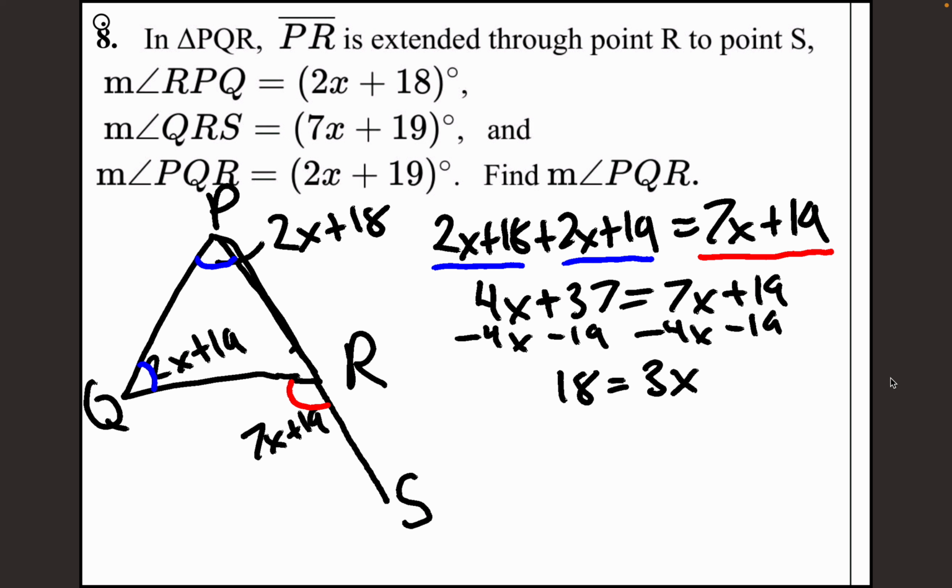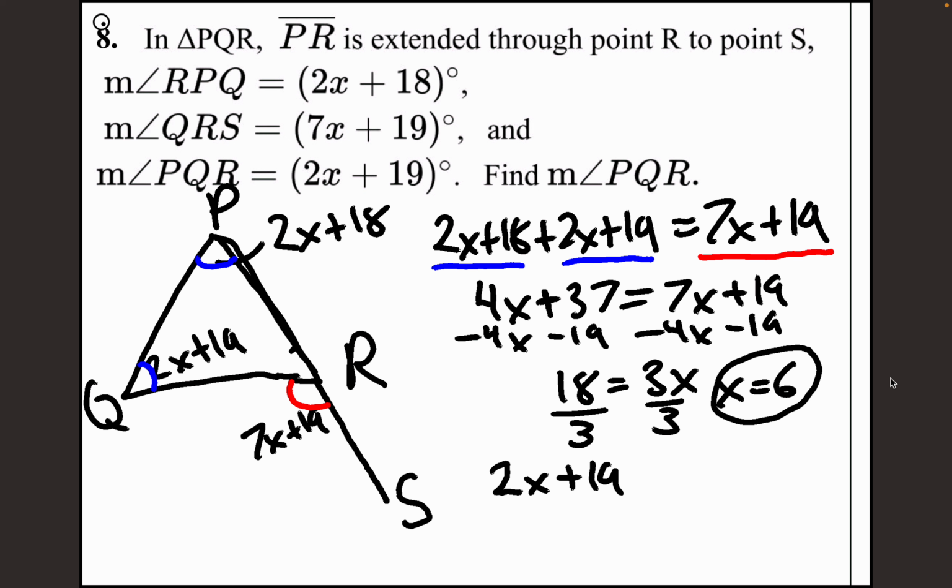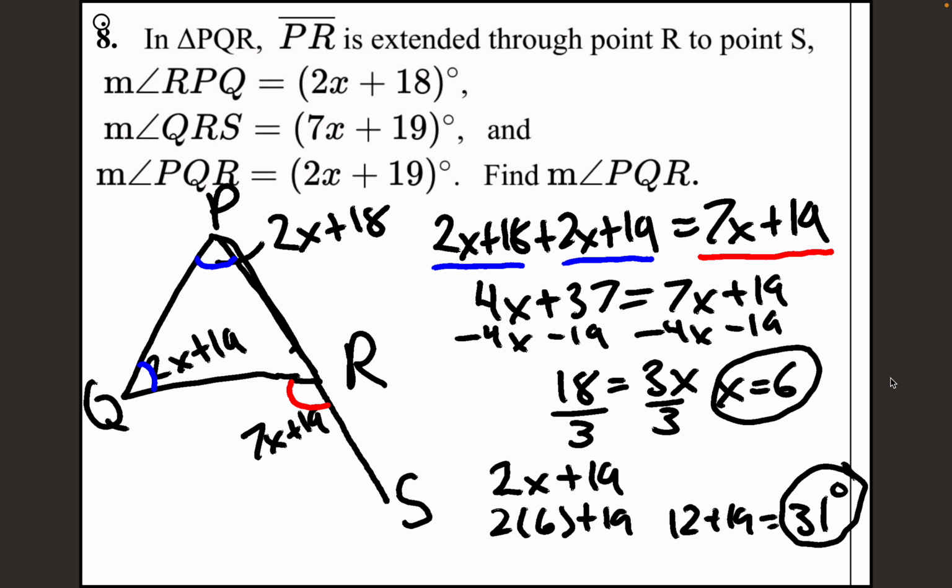Now what am I going to do, Weston? You're going to divide by 3. Thank you. And what's x equals what? Is that what it's asking me to find? No, that's fine. PQR. Which one am I plugging it into? 2x plus 19. So what's 2 times 6? 12. 12 plus 19? 31 degrees. Perfect.